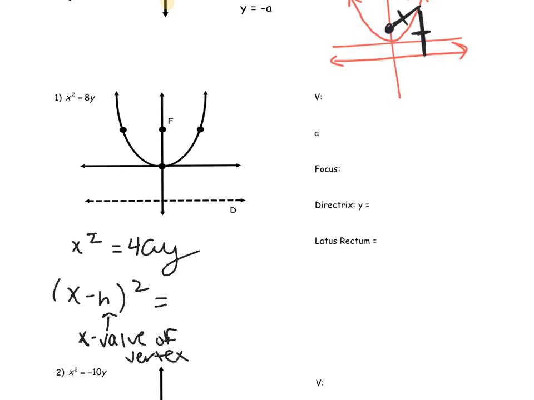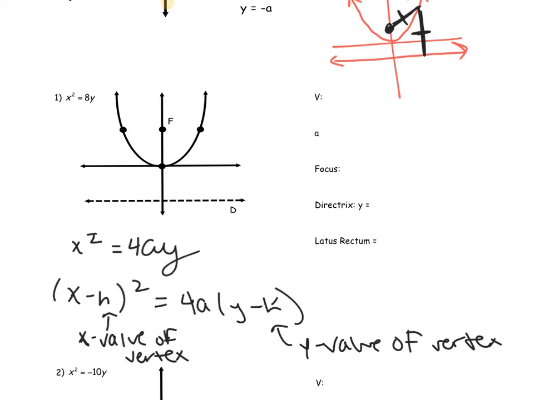X value of the vertex is equal to 4a y minus k, where k is the y value of the vertex. Okay, so the vertex in this situation, we're going to figure that out. What can we tell from this formula that we're given here? We have x squared equals 8y. Notice that 4a can be replaced with 8. So I'm going to write 8 is equal to 4a, which then tells me a equals 2.